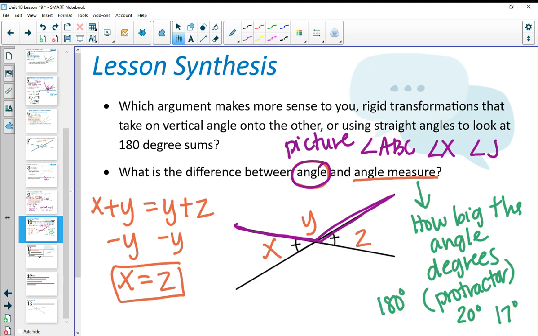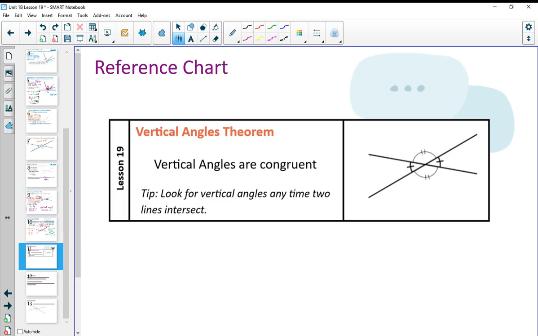So go ahead and put this on your reference chart about vertical angles. Vertical angles are always congruent to each other, so we can see that here with the arc marks and those ticks. This angle is congruent to this angle, and then this one is congruent to this one. You could even put some degrees in there if you wanted, or some variables.